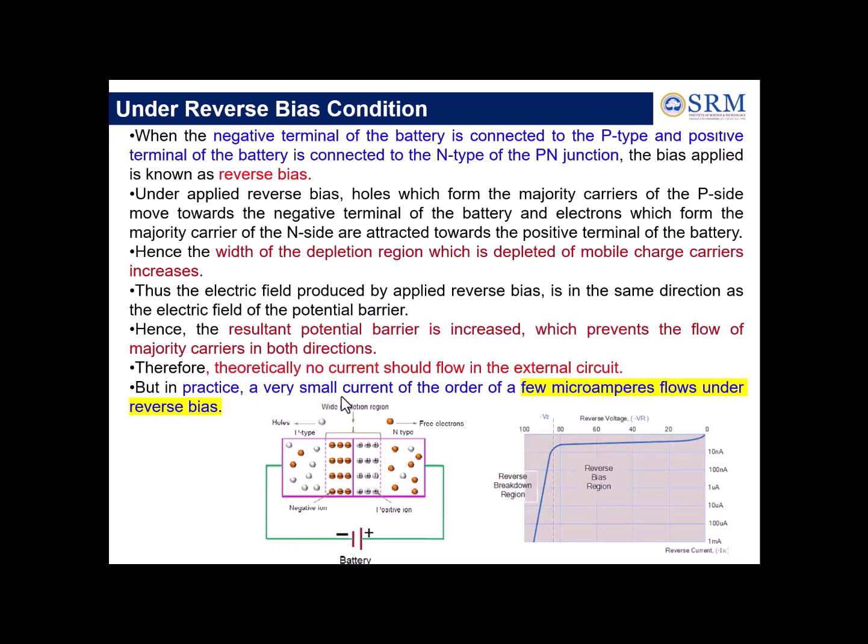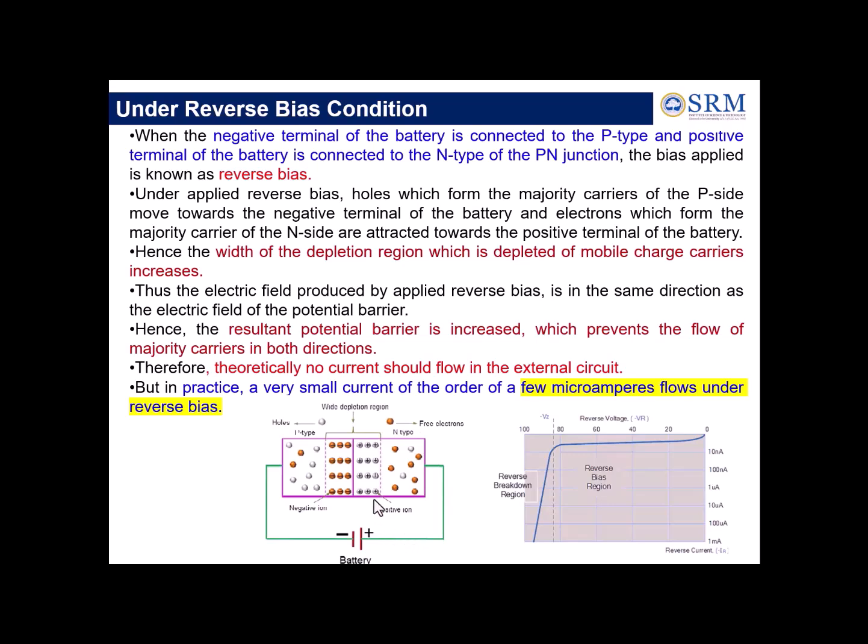So let us see what happens in the reverse bias condition, when the negative terminal of the battery is connected to the P type and the positive terminal of the battery is connected to the N type of your PN junction. The bias applied is known as reverse bias. Under this reverse bias condition, the holes, which are the majority carriers on the P side, get attracted towards the negative terminal of the battery. Similarly, electrons, which are the majority carriers, get attracted towards the positive terminal of the battery.